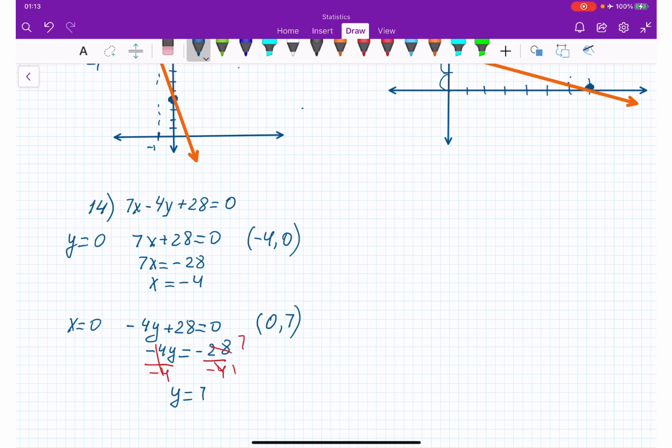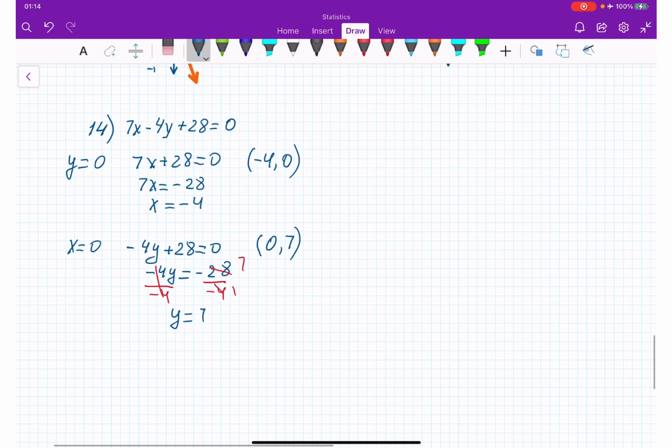So every time it asks you to build a graph based on intercepts, you take x equal to 0, find out how much y will be. And then you take y equal to 0, and find how much your x will be. Now let's build the graph. Let me move a little bit higher. I can do that.